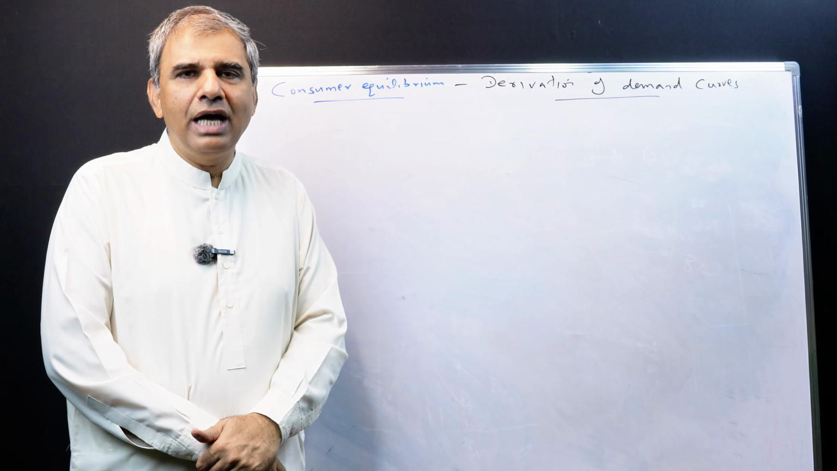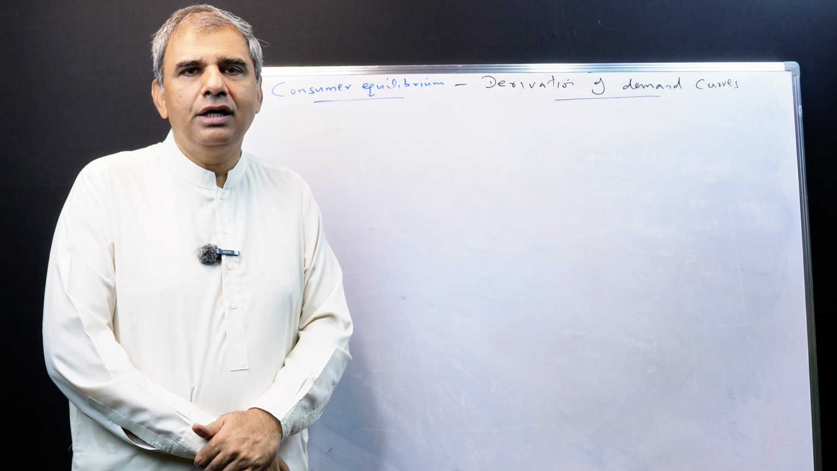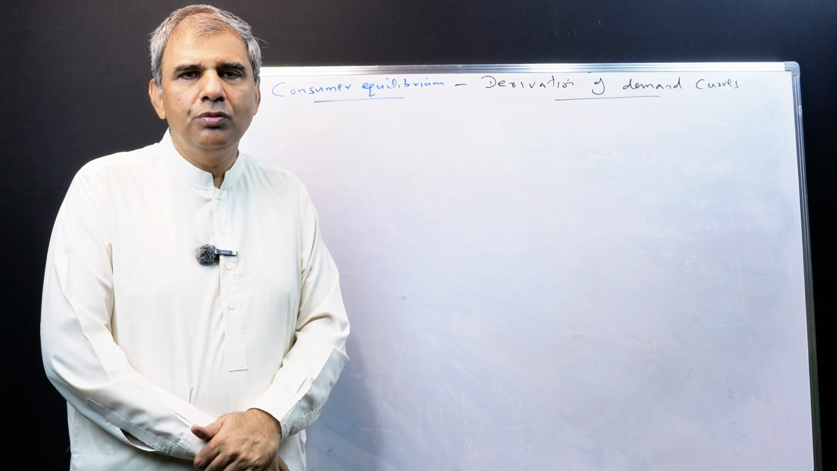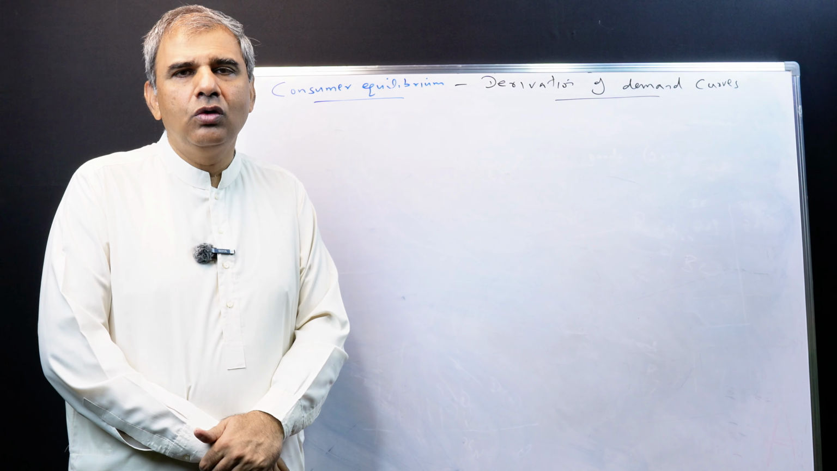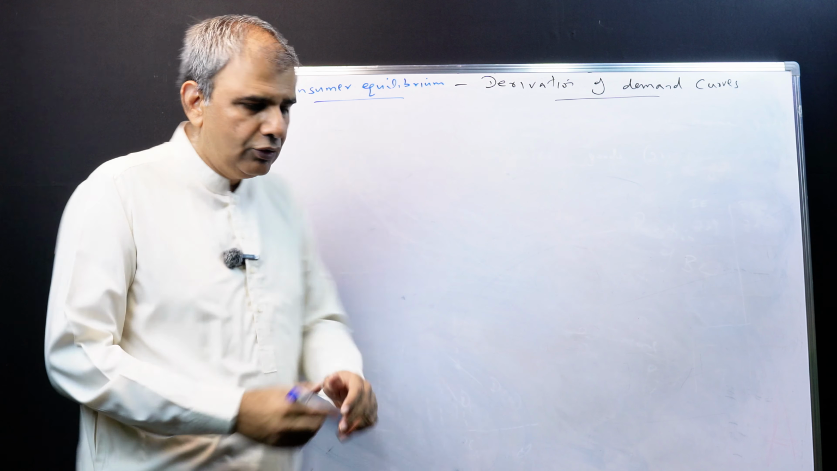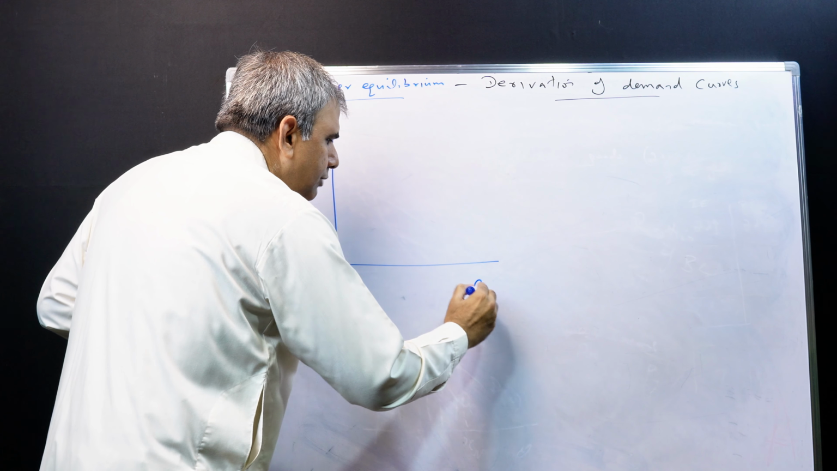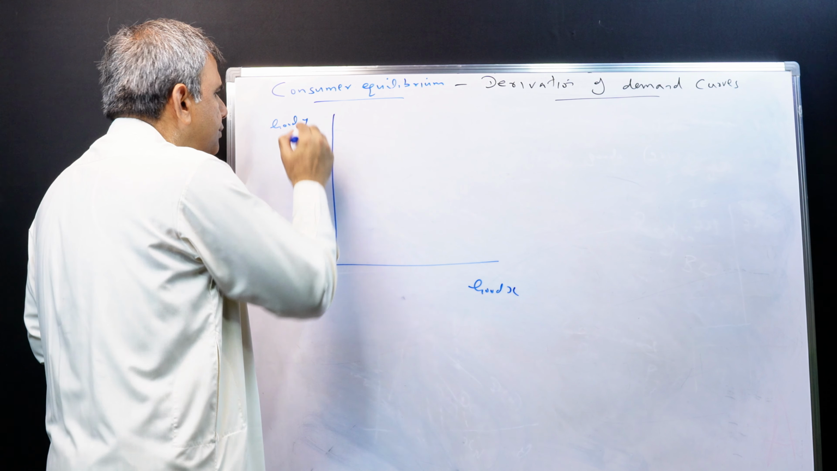We'll be doing two diagrams simultaneously. In the upper panel that I'll draw initially will show budget line, indifference curve, and consumer equilibrium. And the lower panel, which I'll draw later, I'll show a simple demand curve. So in the upper panel, along the x-axis we show good x, and along the y-axis we show good y.